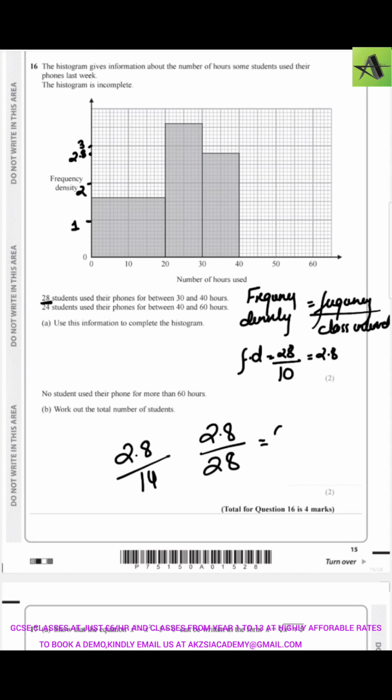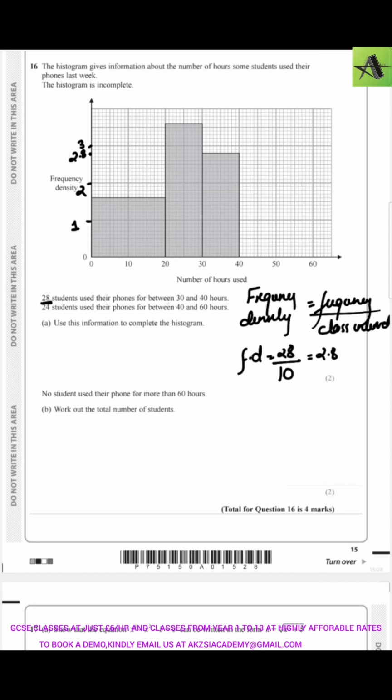That would give you 0.1. It gives you an idea that each square represents 0.1 in the y direction. So that helped me in finding each block. That's how I have labeled it. So 1, 2, 3 represents this. So I have completed this part.